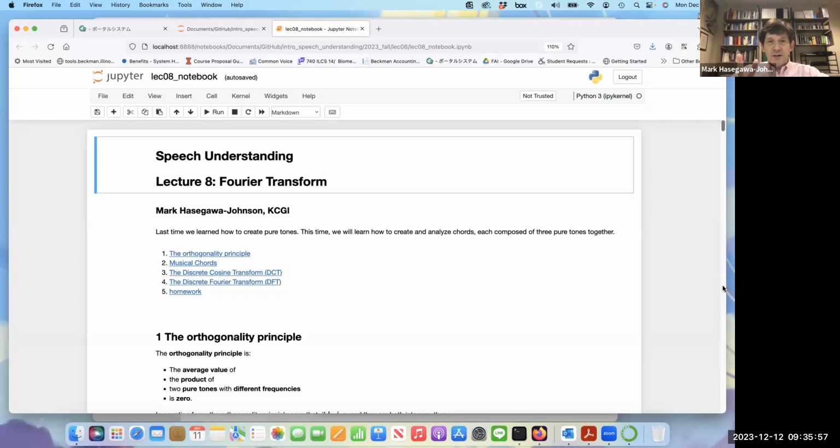So actually, two lectures ago, we talked about pure tones, and then last week we talked about speech. And so this week I want to combine those ideas to talk about how we can break down a speech signal into the sum of pure tones.